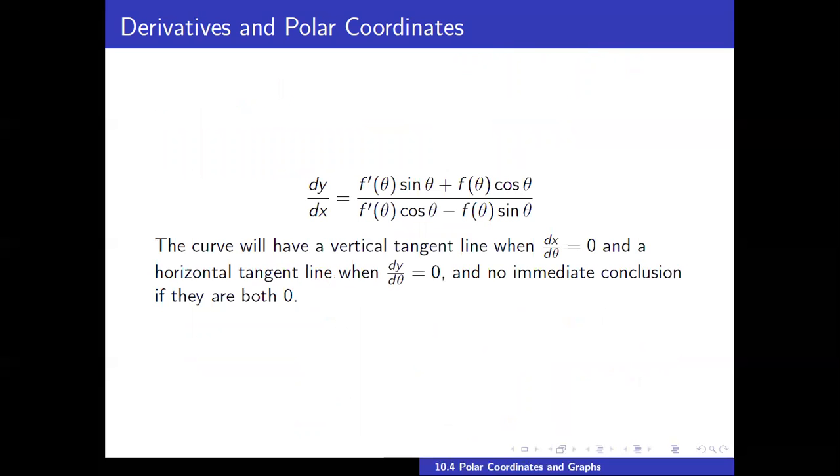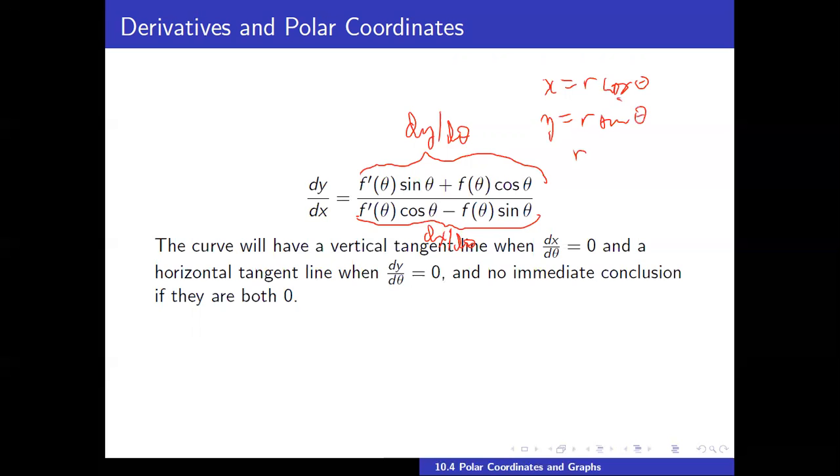Okay, I've repeated it right here on this slide. So you see dy dx is given by that equation. Once again, just to remind us, this top part right here, that's what we discovered dy d theta is. And this guy down here, that's what we discovered dx d theta is. Okay, where once again, x is equal to r cosine of theta, and y is equal to r sine of theta, and r, of course, is just some function of the angle theta. Okay?